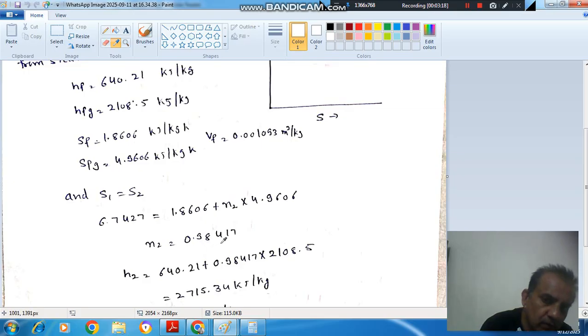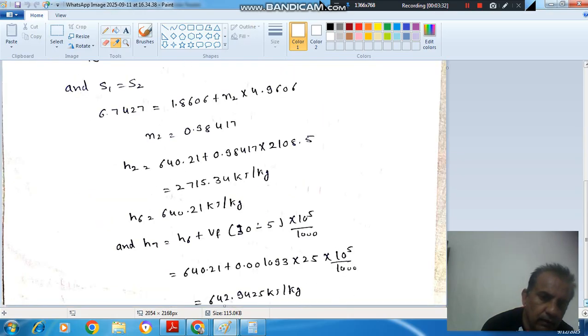That is 0.98417. After finding out x2 we can find out h2, that is HF plus x2 into HFG. So that will come out as 2715.34 kilojoule per kg. And H6 is HF, so that is 640.21 kilojoule per kg. And H7 is adding pump work to H6, so H6 plus VF times change in pressure. So VF is 0.001093, so it will be 642.9425 kilojoule per kg.